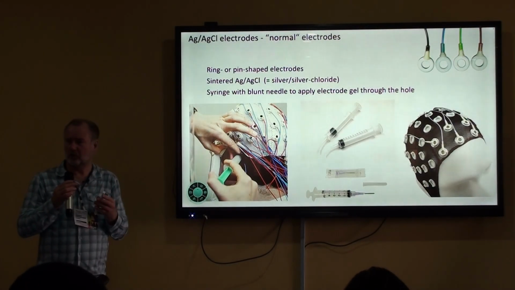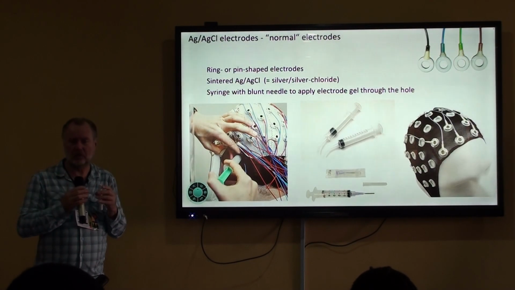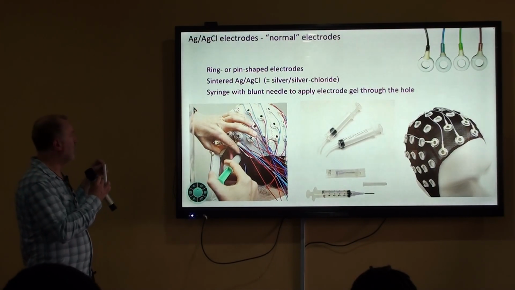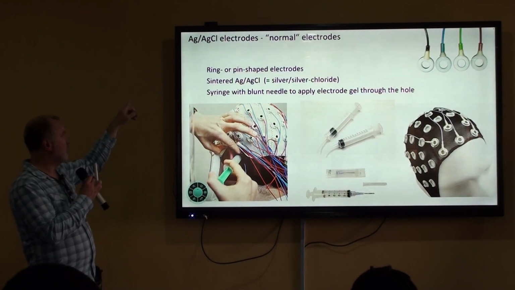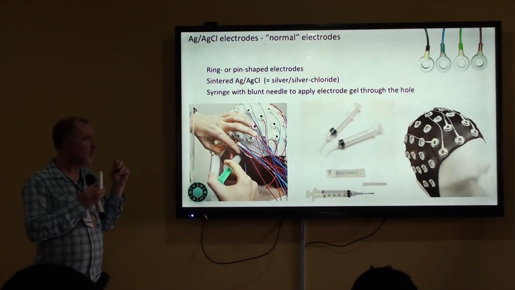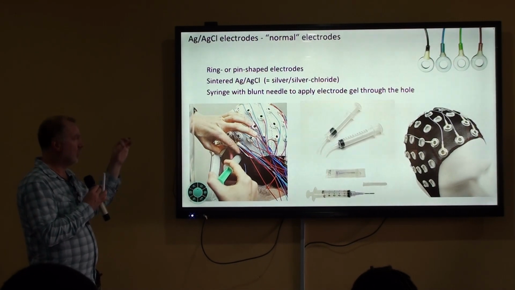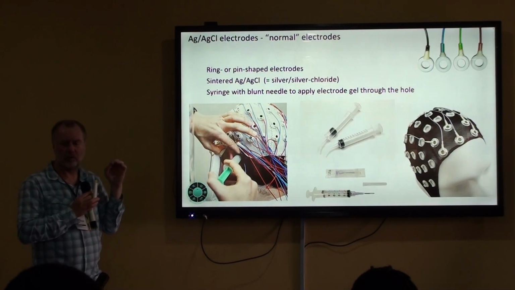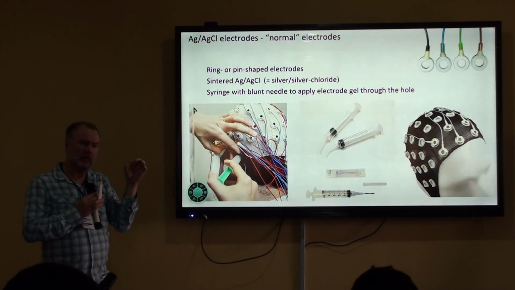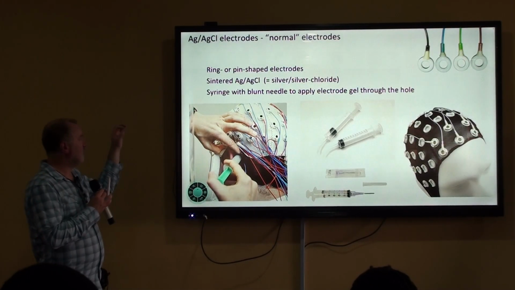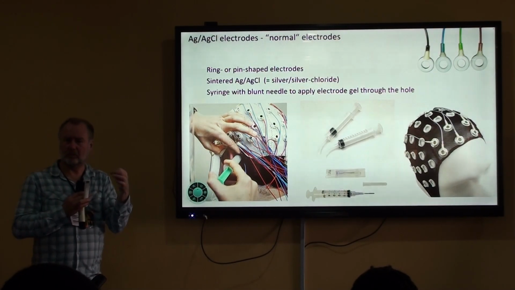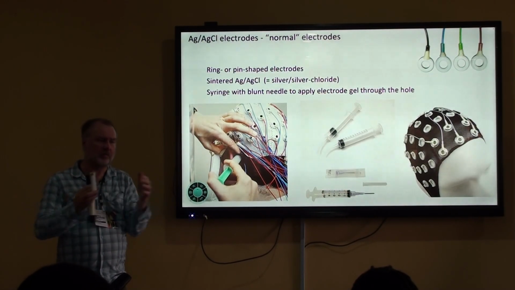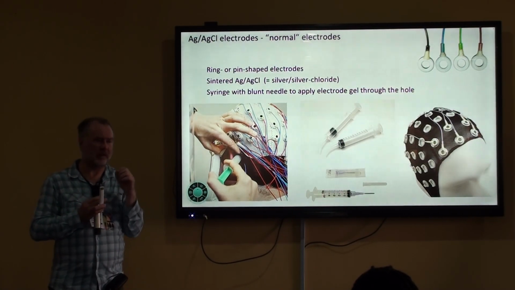The third type of electrodes, which I consider like the normal electrodes, because those are mostly used in EEG labs for research, are sintered silver chloride electrodes. So they're often ring-shaped, as you see there in the upper right corner, or sometimes there's a small pin, and they consist of silver chloride. So silver is a metal, silver chloride is a salt, and that is then ground and squeezed together to make a small pellet.